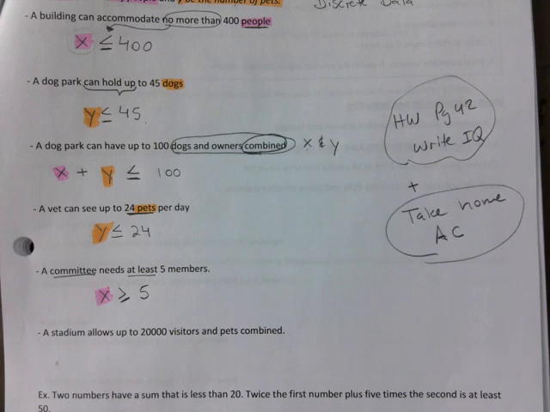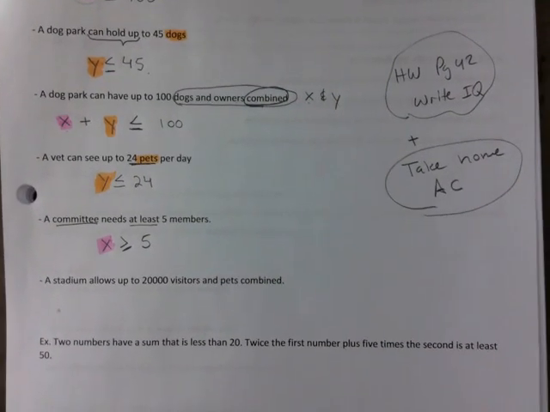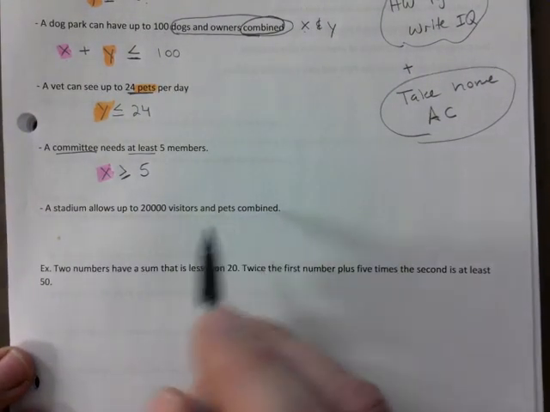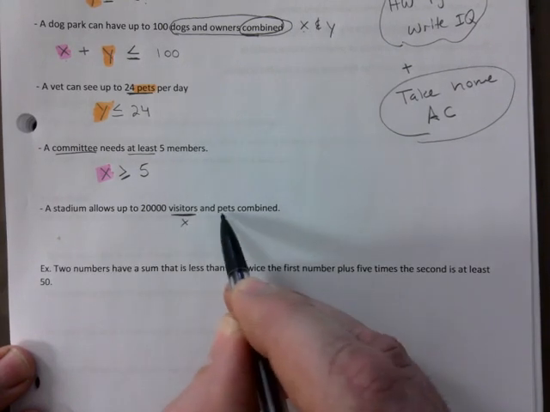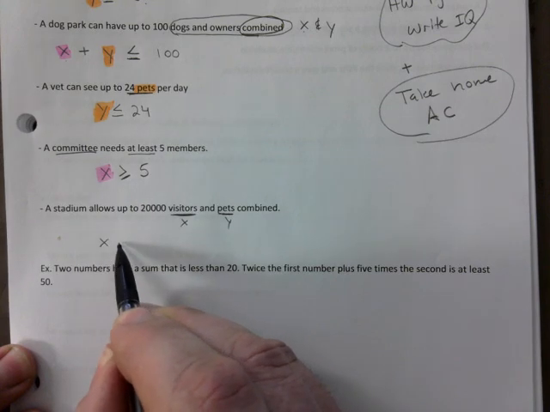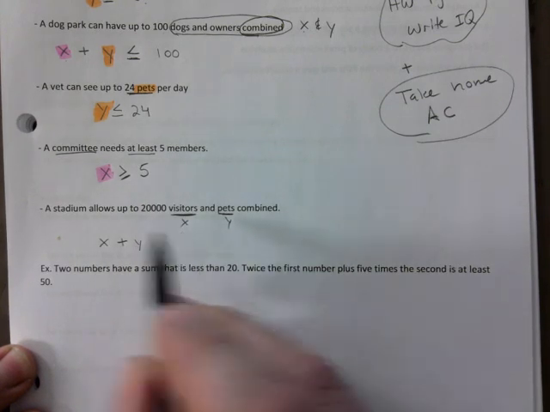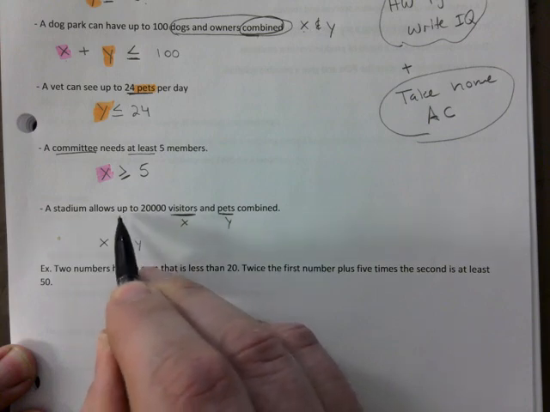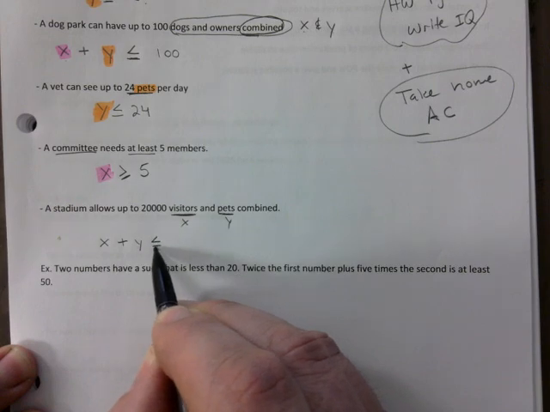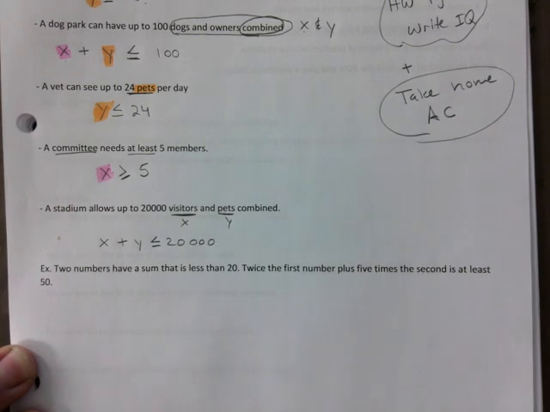A stadium allows up to 20,000 visitors and pets combined. I was envisioning Caesar Millan coming to a stadium and doing a big show or something like that. So 20,000 visitors and pets combined. This is X and Y. We would say the number of people plus the number of pets, that combination, can only be up to 20,000. So this combination has to be less than or equal to 20,000.